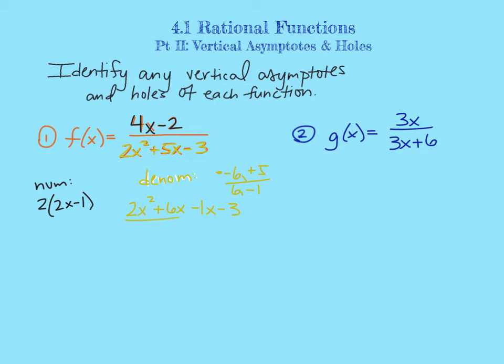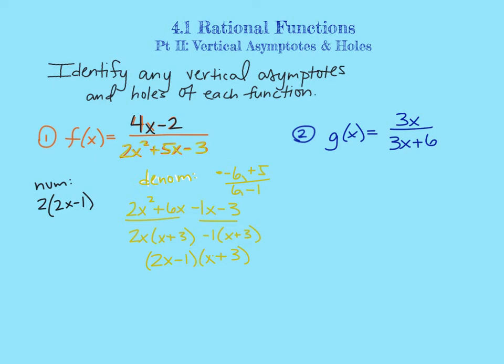Then we'll factor by grouping. So the GCF of the first two terms is 2x, and we're left with x plus 3. The GCF of the second two terms is minus 1, and we're left again with x plus 3. So this will factor into the terms on the outside, 2x minus 1, and the terms on the inside of the parentheses, x plus 3.